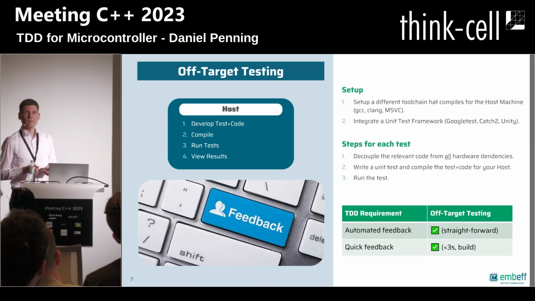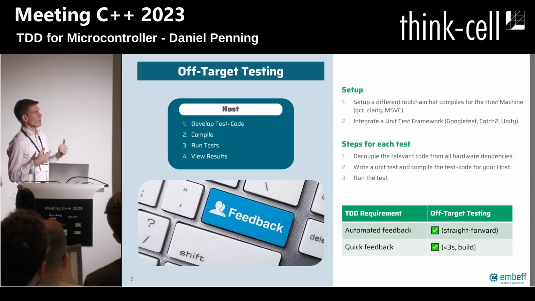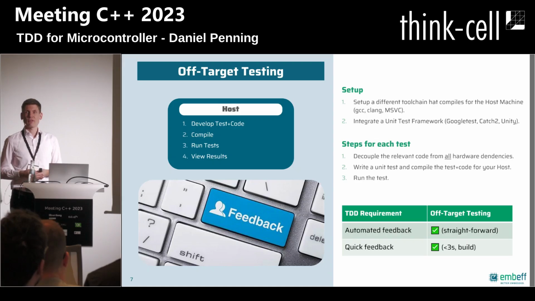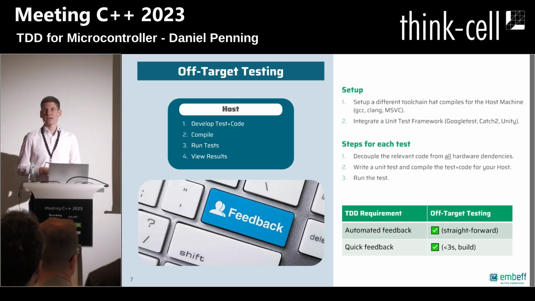And then you need to compile parts of the code that you want to run off target. And of course, you need to integrate a unit test framework for that. The good thing is here, you are off target on your PC. You have basically unlimited resources. So you can pick any recent unit test framework, like, for example, Catch2.